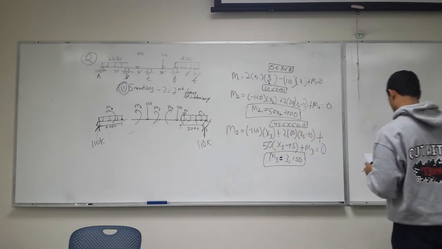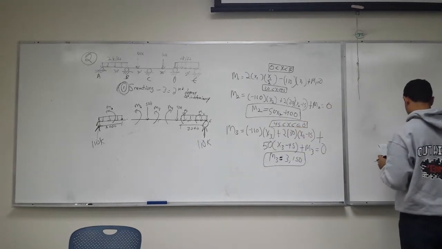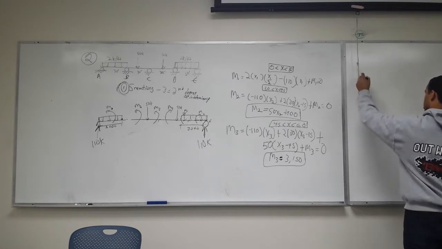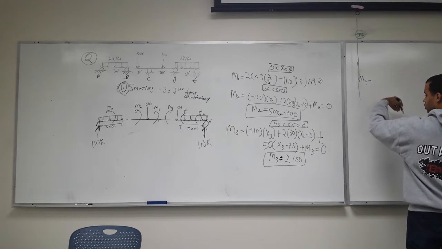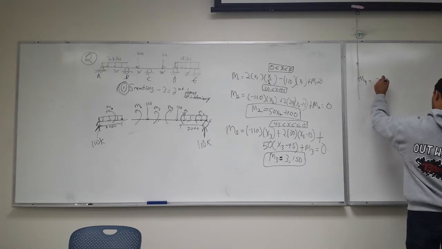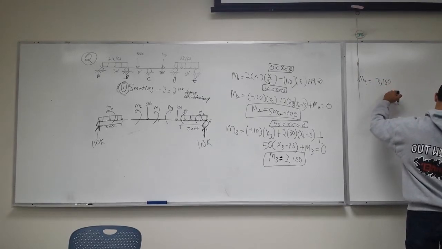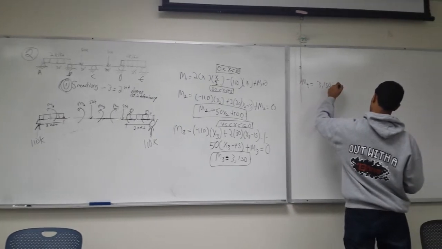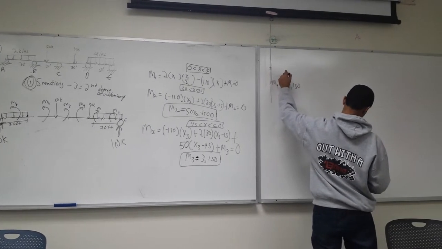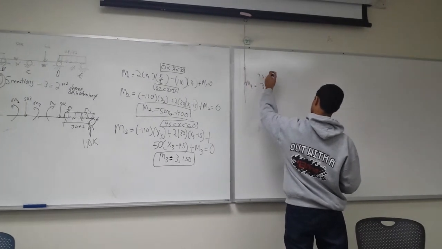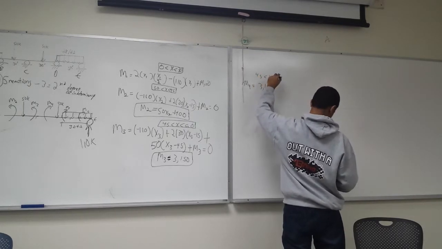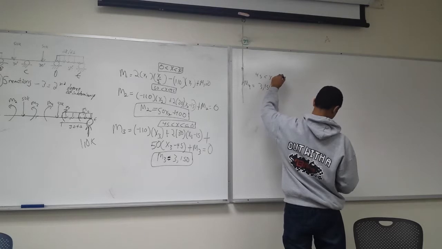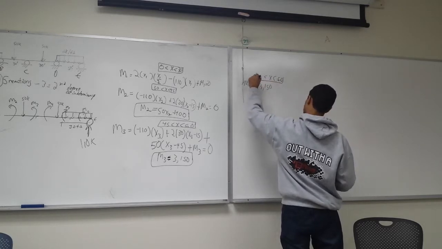Now, we go to the other board, and we write down our expression for moment 4, and we get the same thing: 3,150 kip-feet, in the range of 45 to 60 feet, x4.